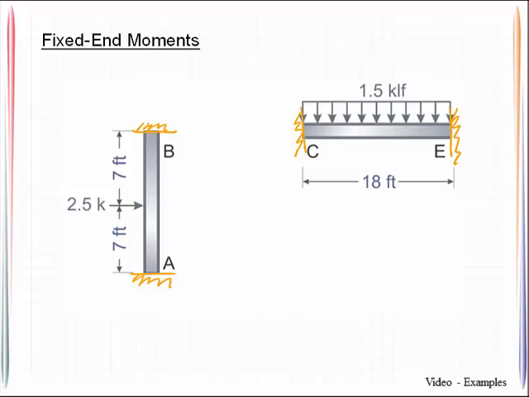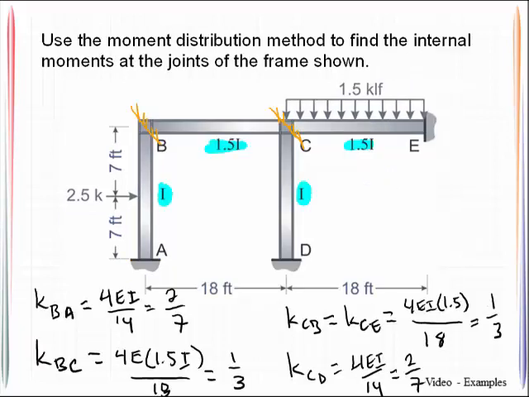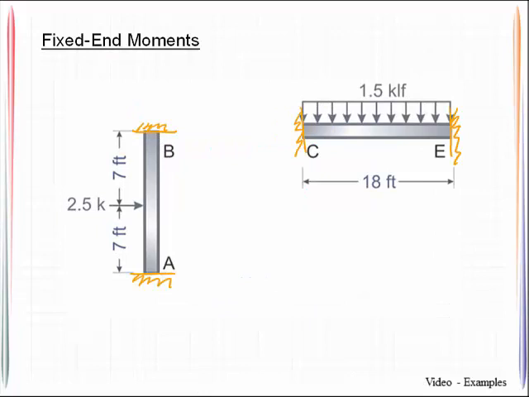One of the things you're going to notice here is that I'm only showing the members that actually have load applied to them. Go back to this original one, member BA, member CE, those have loads applied to them. All the rest of them are going to have fixed end moments that are equal to 0, so we won't bother to sketch those out here.